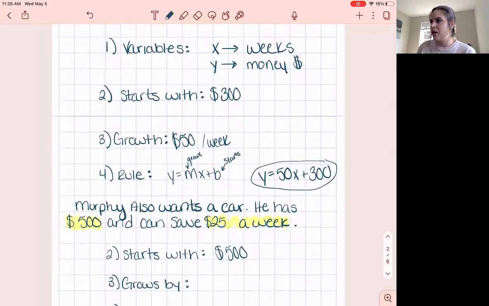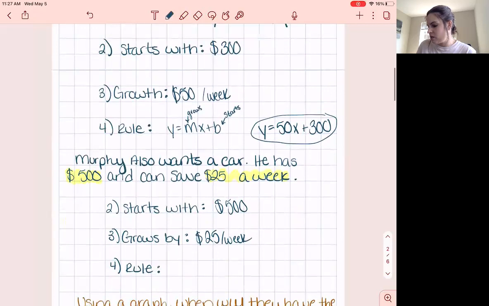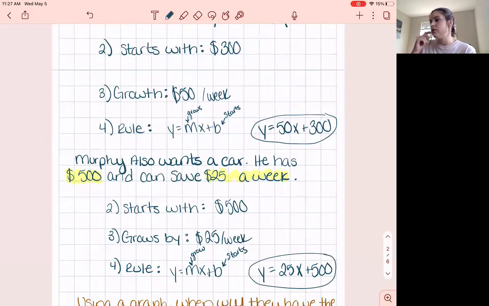So then what's it growing by? That one's easy. It says 25 a week. So this one's going to be growing by 25 a week. So now we're ready to write the rule, and y equals mx plus b. We know m stands for how it's growing. We know b stands for where it starts. So Murphy's rule will be y equals, let's see, grows by 25, starts with 500. So that one is Murphy's rule.